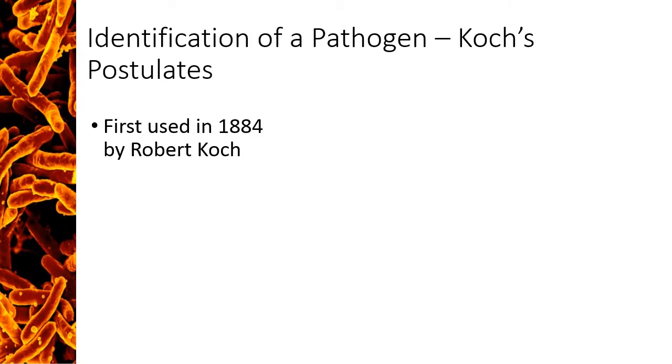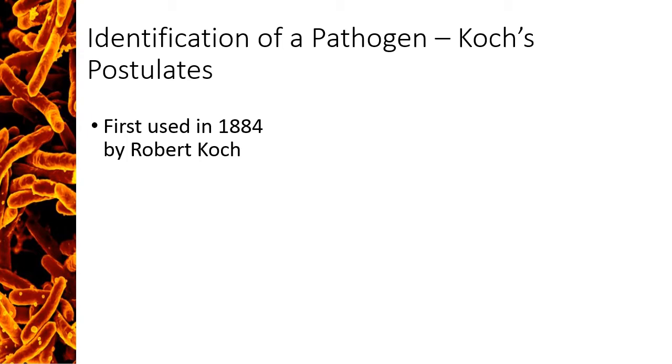If we're going to study what makes a pathogen, first we have to be able to identify what pathogen is causing the disease. We do this using something called Koch's postulates. So Robert Koch was a scientist back in the 1800s, and he first used these postulates to identify the causative agent of anthrax. So in 1884, he identified Bacillus anthracis as the causative agent for the disease anthrax. And that was the first time anyone had connected one single species of microbe to causing one particular disease.